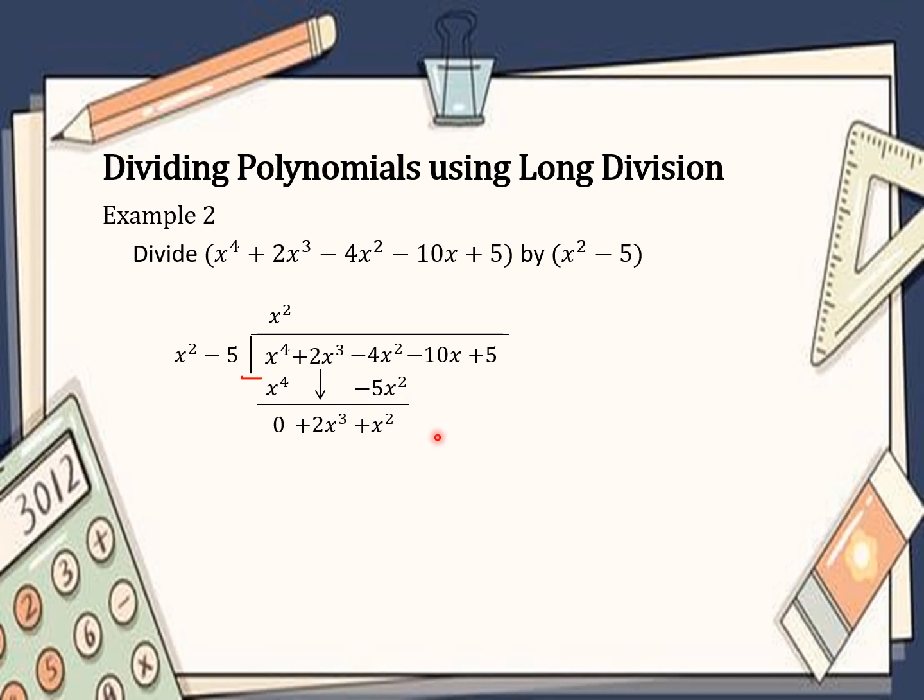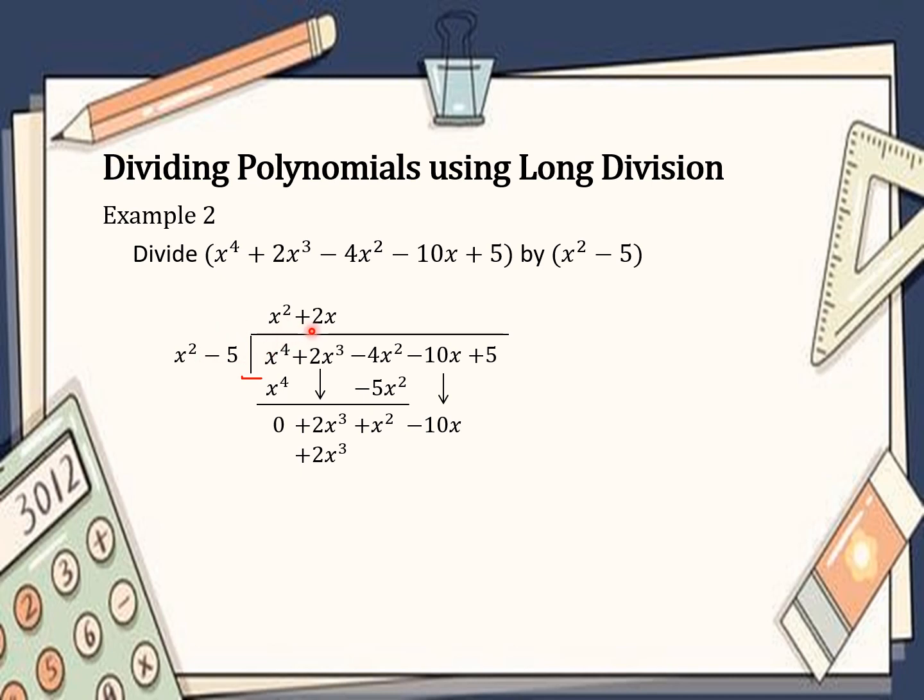The next, bring down negative 10x. Next, we have here the first term again of the difference we obtained. Okay, divide by the first term of the divisor. So that's 2x cubed divided by x squared is 2x. Then multiply 2x times x squared, that is 2x cubed. Then 2x times negative 5 is negative 10x.